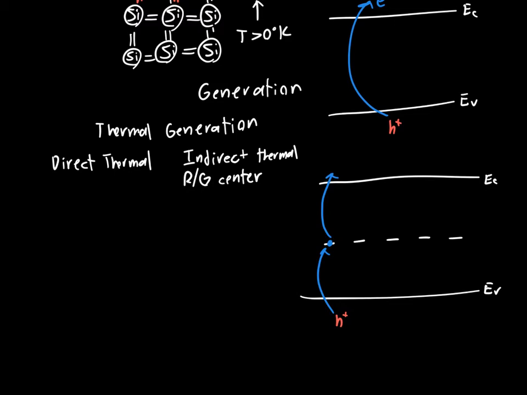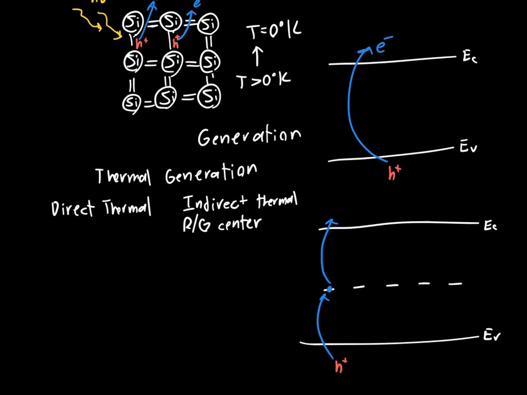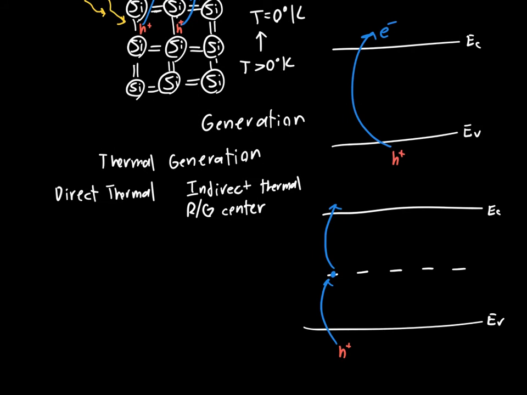Now, there's a third major mechanism of generation. So we'll call this the first mechanism, the second mechanism. The third major mechanism is light, which I previously discussed very briefly. So if you have photons of sufficient energy, then the photons can excite the electrons directly from the valence band to the conduction band.